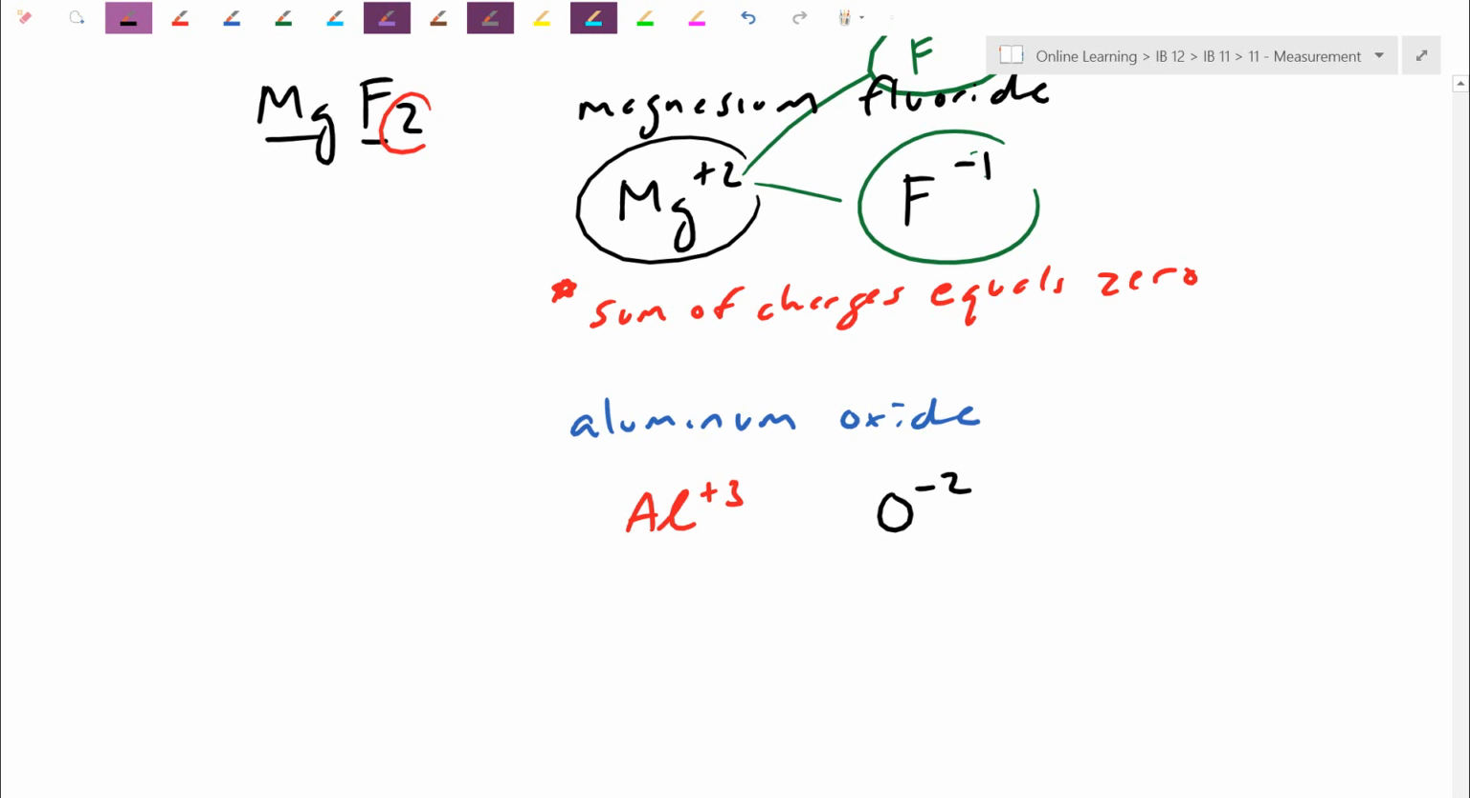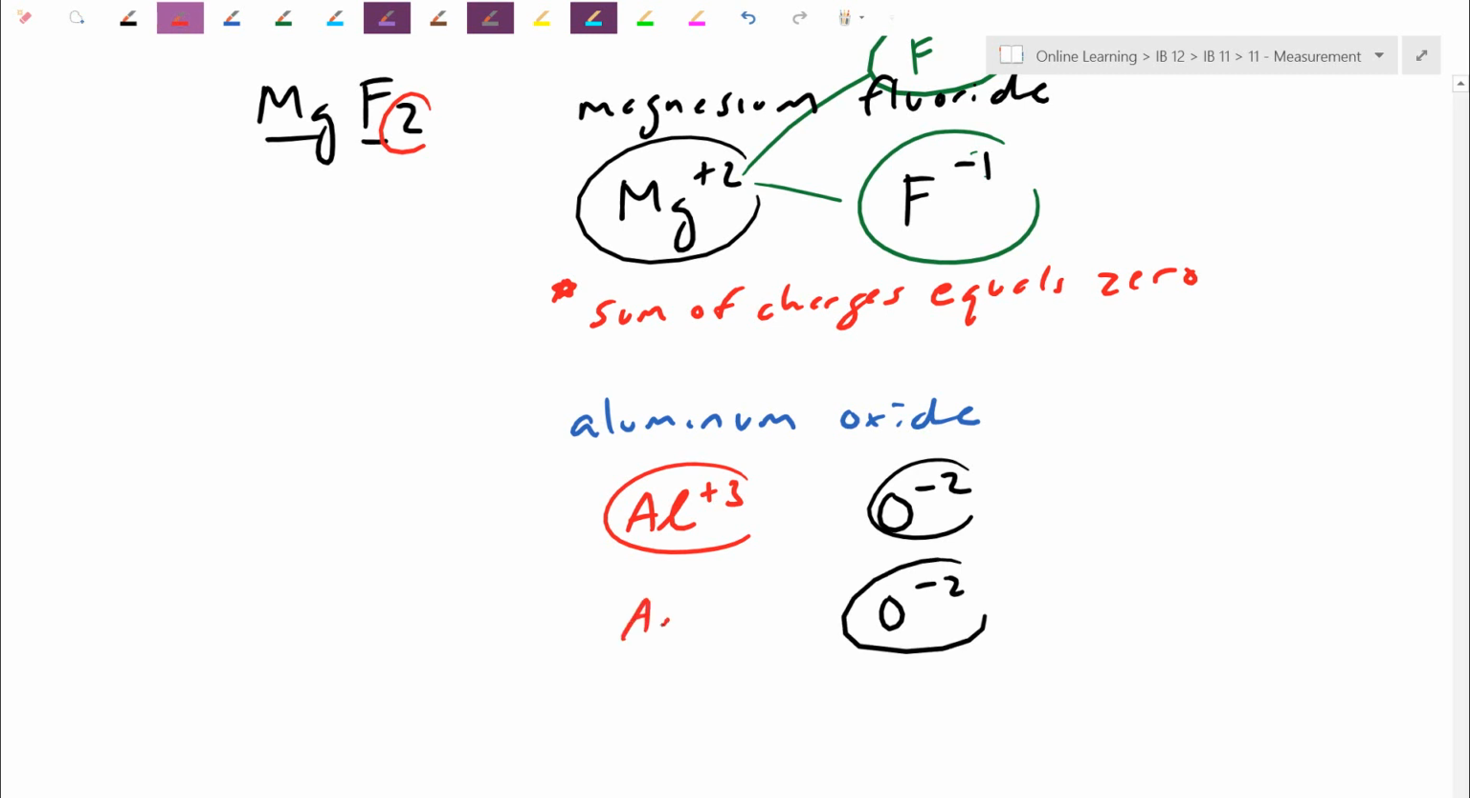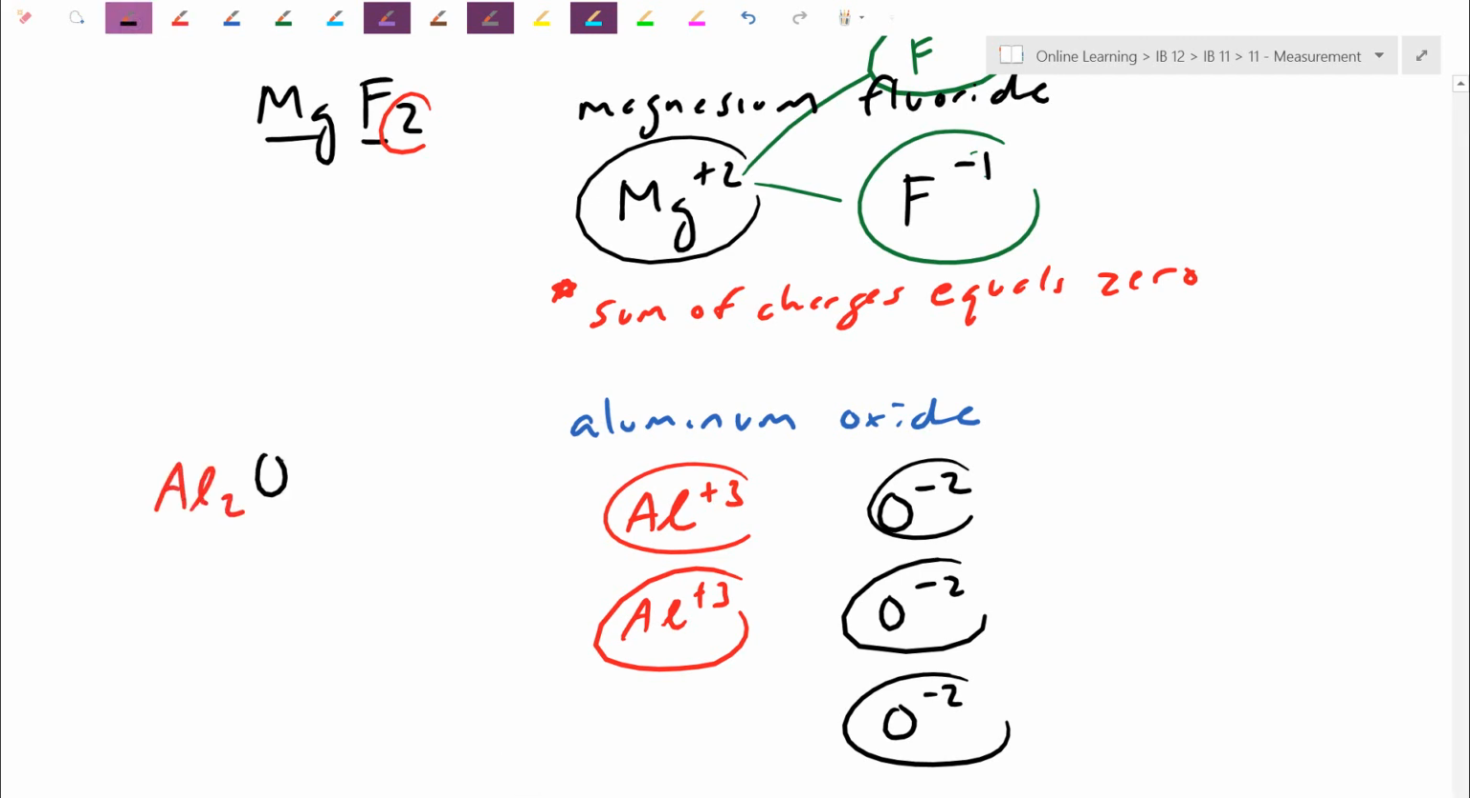So what ratio would I need between aluminum and oxygen for these charges to cancel out? Right now I'm overly positive. I have 3 -2, I have a net of +1. Let's add another negative. Oh no, now I'm a -1. Now I'm going to tack on another +1 here. Now I'm overly positive again. Eventually we're going to hit the lowest common multiple. Well, both 2 and 3 go into 6. And therefore my ratio should actually be Al2 and oxygen 3.